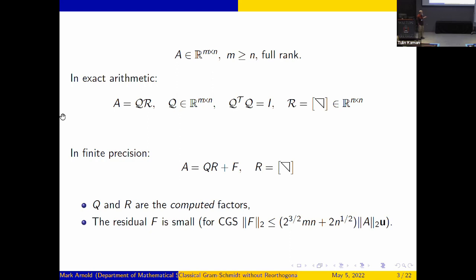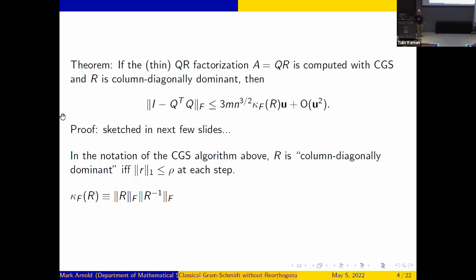And for classical Gram-Schmidt, you get a very nice error bound on the residual. And so this theorem is the main result of the talk. I'll briefly sketch this theorem in the next couple slides, and then apply the idea that this theorem gives me to generating a few algorithms that we can talk about.